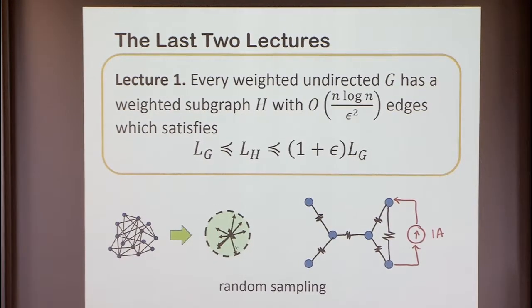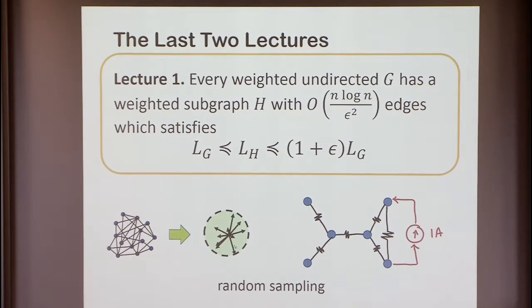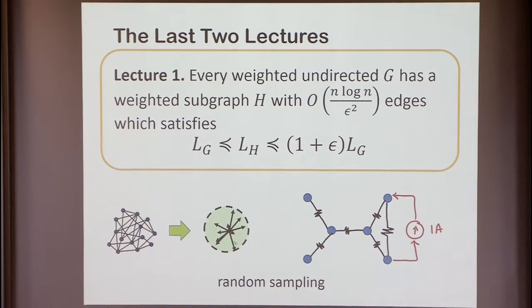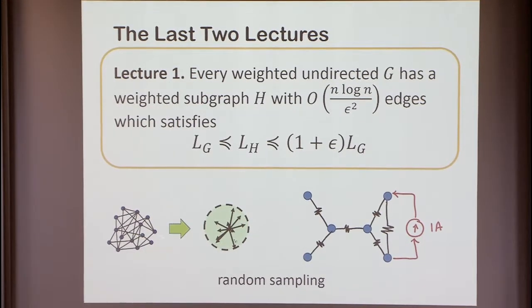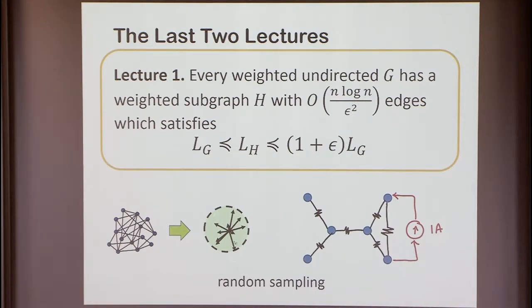And this was achieved by a random sampling algorithm where you sampled each edge with probability proportional to its effective resistance. The way we derived the algorithm was by converting this into a linear algebra problem, where we turned each graph into a bunch of vectors decomposing the identity, and then we sampled them according to their squared norms, which turned out to be the effective resistance.